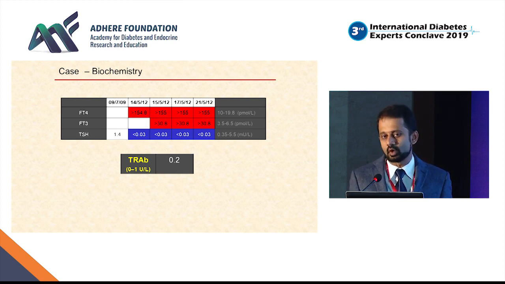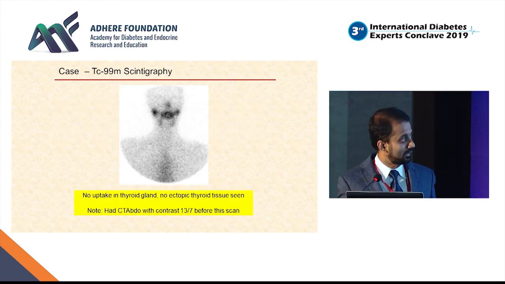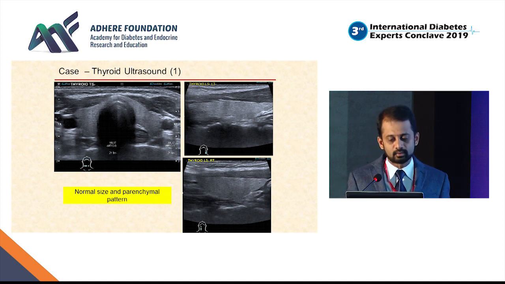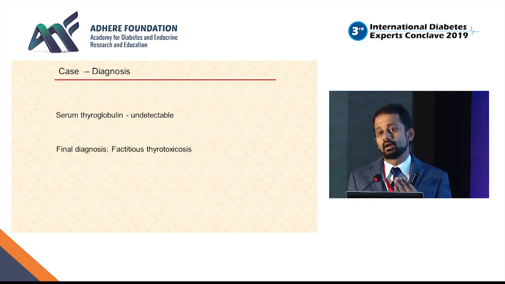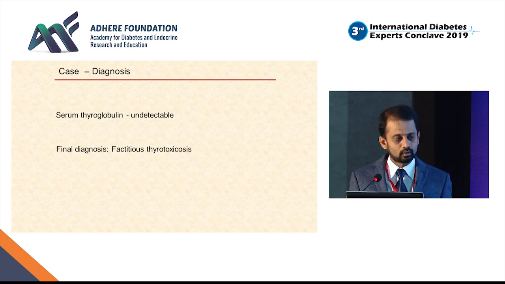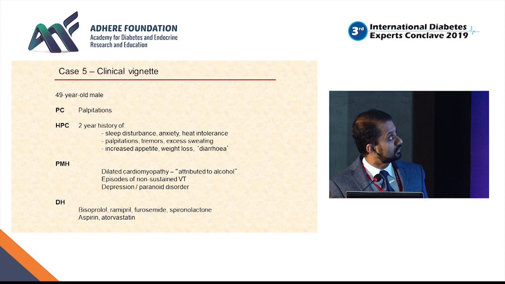So TRAB is almost 0.2, so there's nothing there. There is no uptake in the thyroid scan. The ultrasound shows a normal size and parenchymal pattern, and thyroglobulin is undetectable. So this is factitious thyrotoxicosis. You should think of the possibility of this. So this is the fourth condition I want you to think about, and this is the last one.